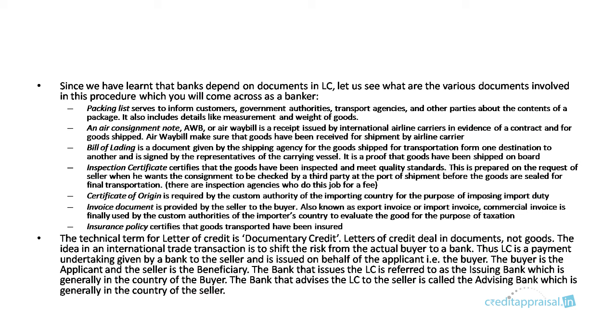Then there is something called a certificate of origin. This is required by the customs authority for the purpose of imposing import duty. Based on the country, they have various import duty tariffs, so that is the purpose of the certificate of origin. Then there is an invoice document that will be provided by the seller to the buyer. It is also known as an export invoice or import invoice, a commercial invoice. It is used by the customs authorities again to evaluate the transaction for the purpose of taxation. Then there is an insurance policy.